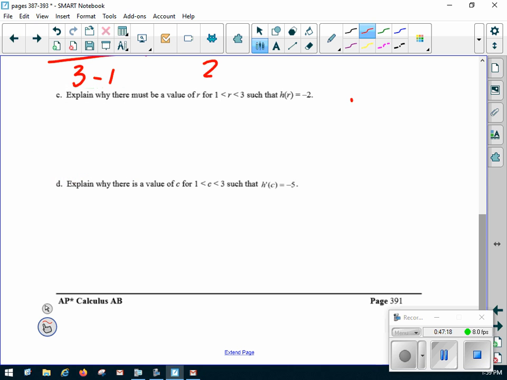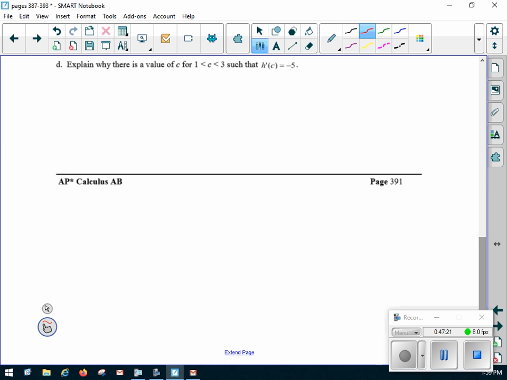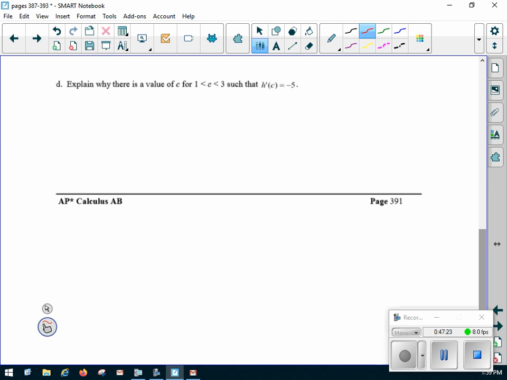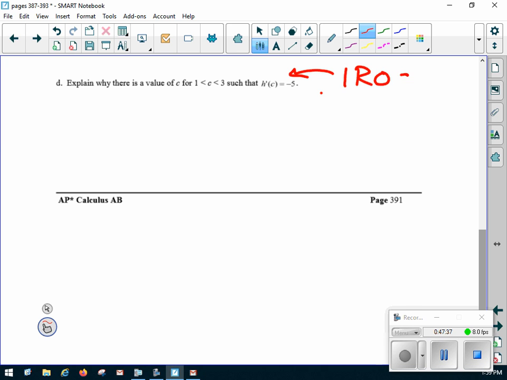Now, I'm going to show you something. What is this? This is an I-rock, correct? Let's find A-rock. Let's find the average rate of change between 1 and 3. We did that already. What was that? Negative 5. Oh my gosh. A-rock equals I-rock.